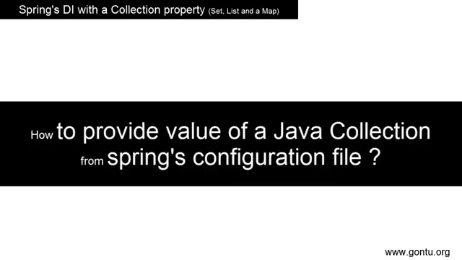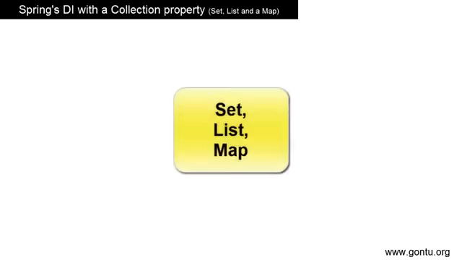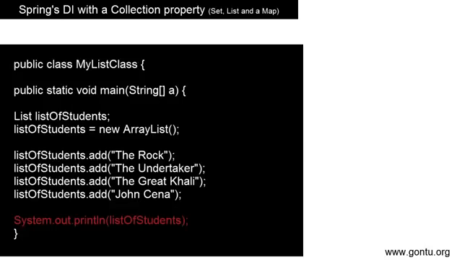So what it means is Java provides three core collection interfaces, and that is a set, a list and a map. And this is what you do normally. You declare any of these collection interfaces in your Java class, say a list collection, and to initialize this collection you write extra code and then provide all values in your Java class. This is what we do normally to initialize and provide values to a Java collection.